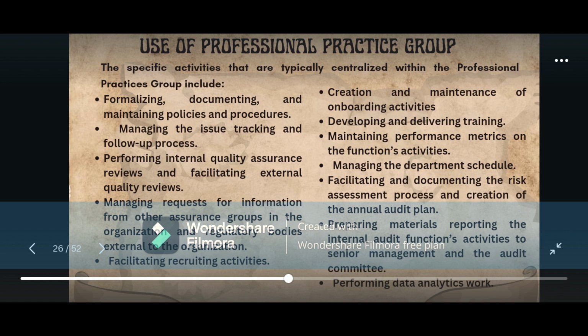So the use of professional practice groups. These are the specific activities that are typically centralized within the professional practices group: formalizing and documenting, managing the issue tracking and follow-up process, performing internal quality assurance reviews, managing requests for information from other assurance groups, facilitating recruiting activities, creation and maintenance of onboarding activities, developing and delivering trainings, maintaining performance metrics on the function's activities, managing the department schedule, facilitating and documenting the risk assessment process and the creation of the annual audit plan, preparing materials reporting the internal audit function's activities to senior management and the audit committee, and performing data analytics work.